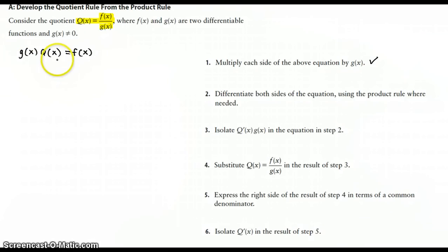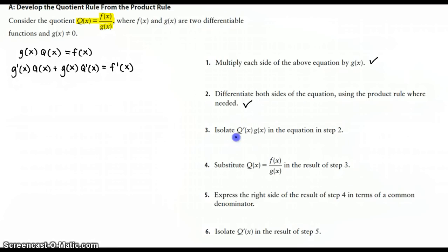On the left-hand side, we'll have to use the product rule since we have 2 functions being multiplied by each other. So I'll take the derivative of g of x, multiply it by q of x, and then add g of x multiplied by q prime of x. The right side is easy to differentiate, it's just f prime of x.